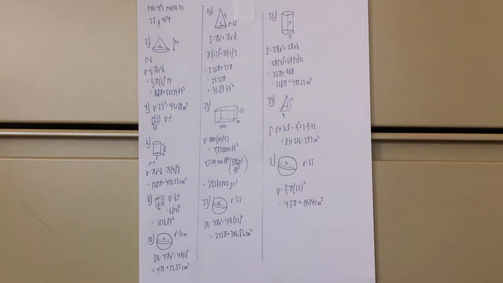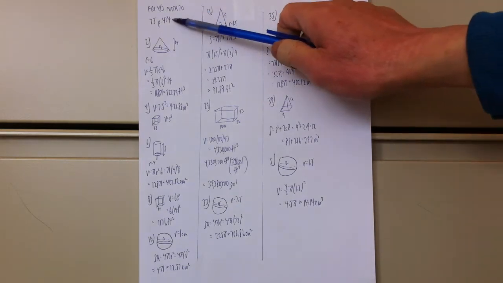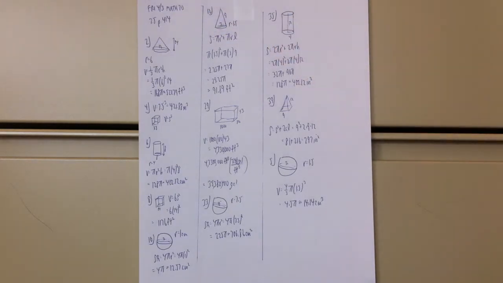These are notes for Friday, April the 3rd, from Math 70, Section 7.5, page 414. This material will be on next Friday's exam, but not on today's quiz. Please remember that we also have a quiz today.